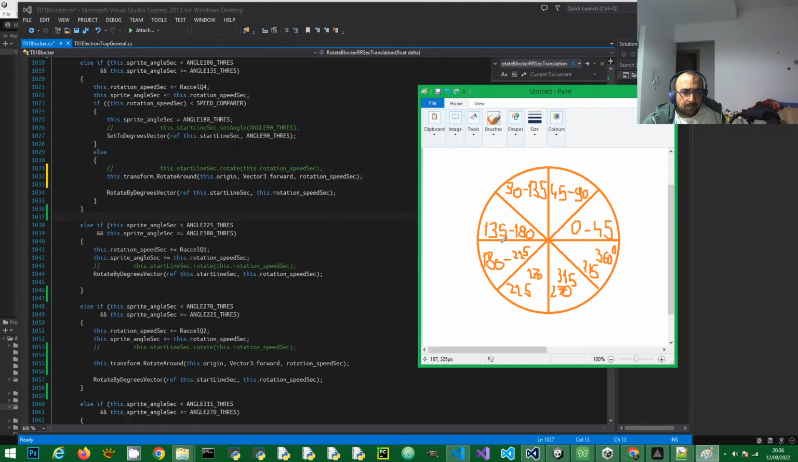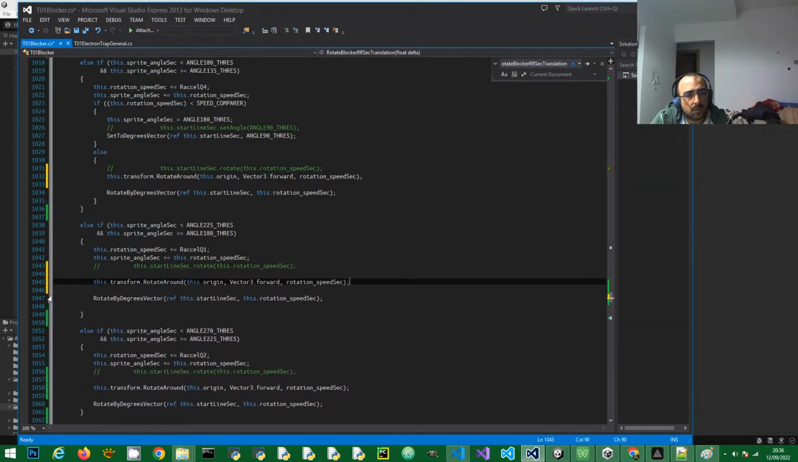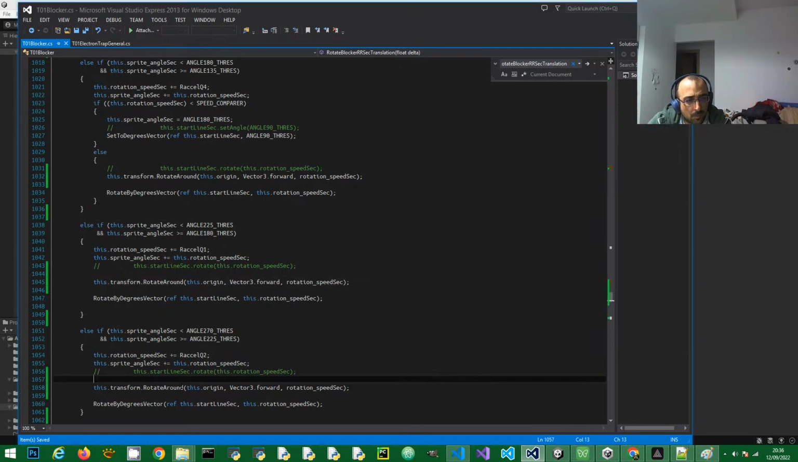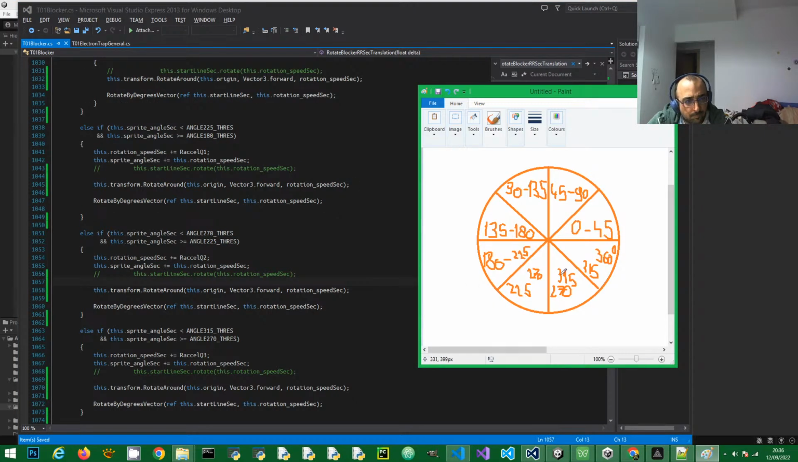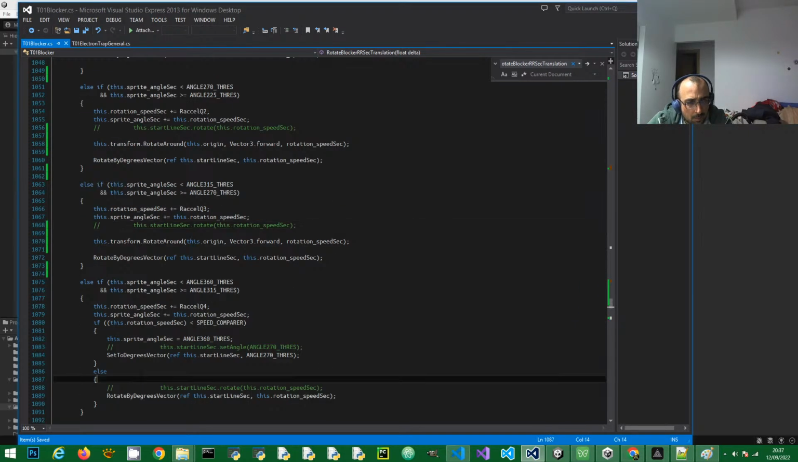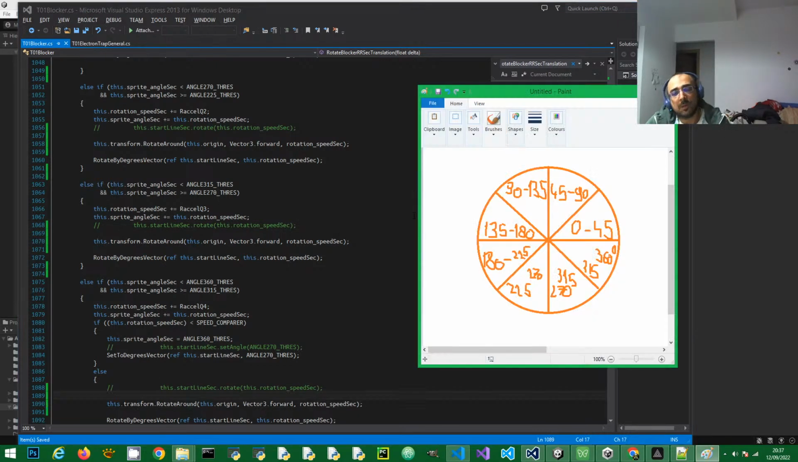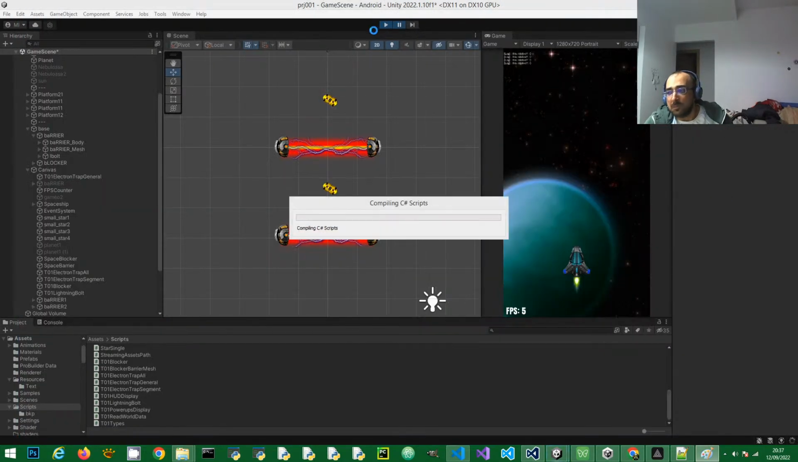So we check this one also. Okay. So transform it also. Good. Then we check 270, 225. Okay, we rotate it. 270, 315. Good. 315, 360, and we forgot to set it here. Okay, so let's see. We should have a continuous movement now.